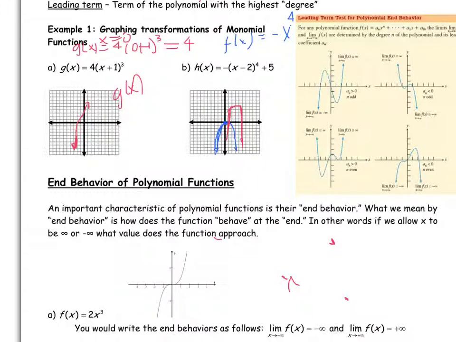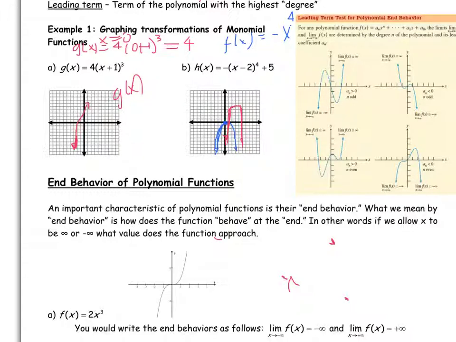Okay, now let's talk about end behavior of polynomials and the characteristics of what they're supposed to look like. End behavior pretty much means what it says: what is the graph doing at the ends of the graph? In other words, when we allow x to get more and more positive, or more and more negative, what is the end of your graph doing? What are your y's doing?